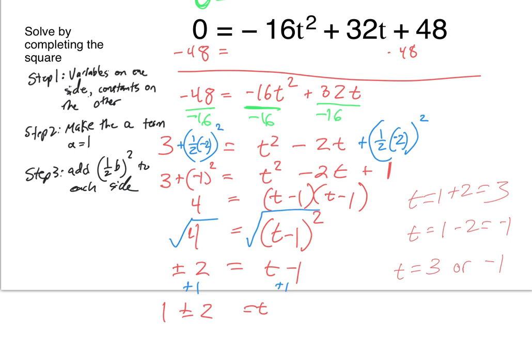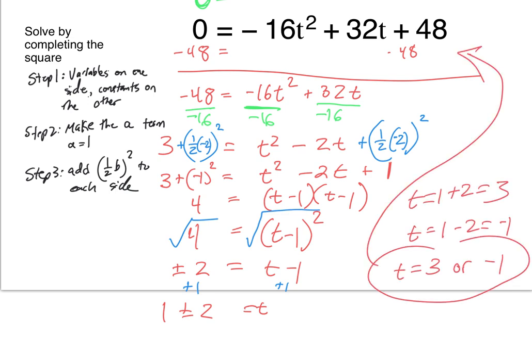What does that mean? That means if I were to graph this function up here, it would cross the x-axis, or in this case the t-axis, at t equals 3 and t equals -1. It also means if I were to take this 3 and put it in for t, so -16 times 3 squared plus 32 times 3 plus 48, it would equal 0.